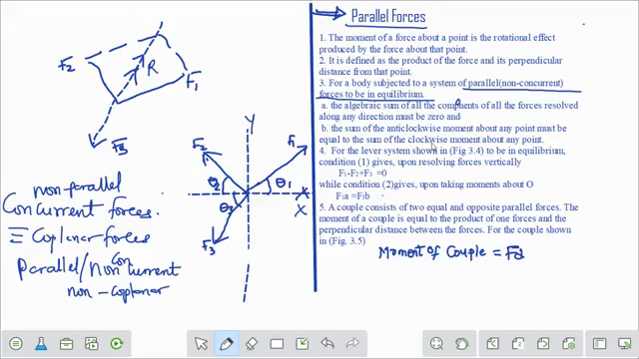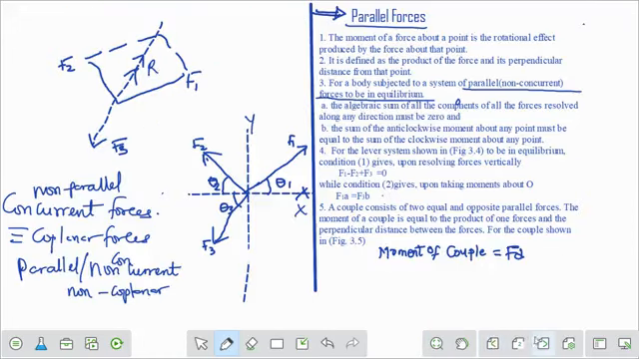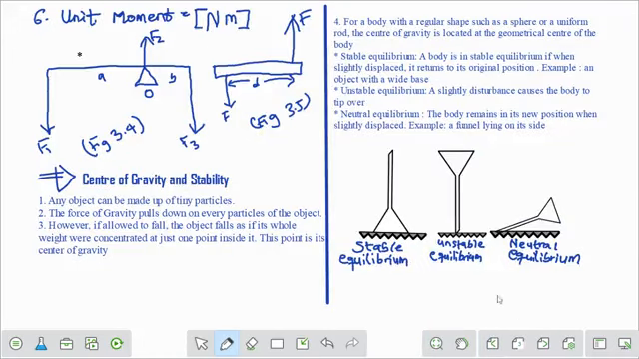of the clockwise moment about any point. Now, for the lever system shown in one of the diagrams, I'm going to be showing the diagram soon. I think it's on the next slide. Yes, this is the diagram. So this is the lever.